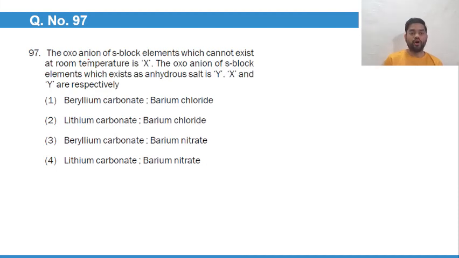97. The oxoanion of S block elements which cannot exist at room temperature, and oxoanion, it is beryllium carbonate, BeCO3. Memory base. Beryllium carbonate, yes. Lithium carbonate, no. The oxoanion of S block element which exists as anhydrous salt is Y. Anhydrous salt is barium nitrate. Yeah, it is barium nitrate, Ba(NO3)2. So barium nitrate is option number 3. So 97, option number 3 will be the best answer.